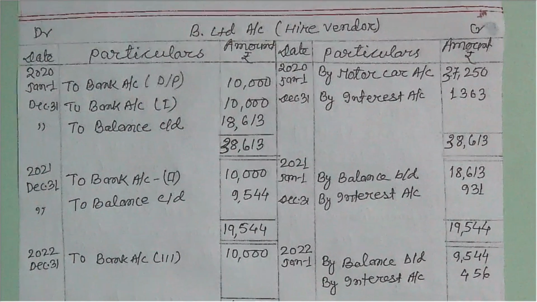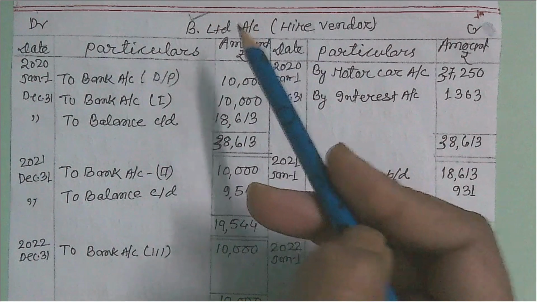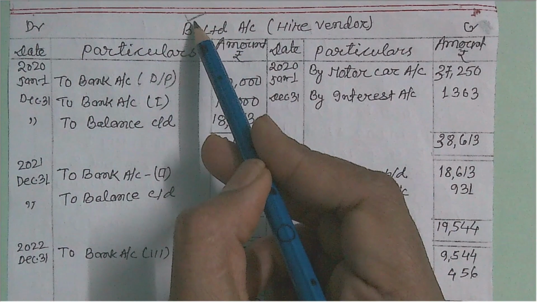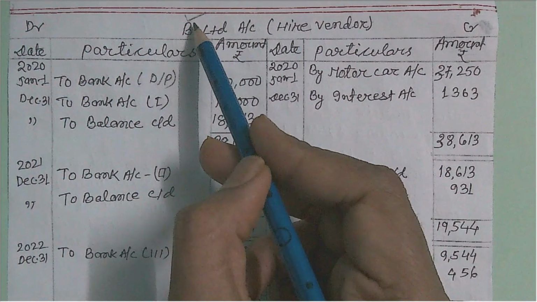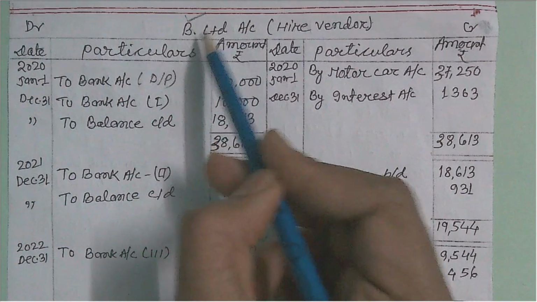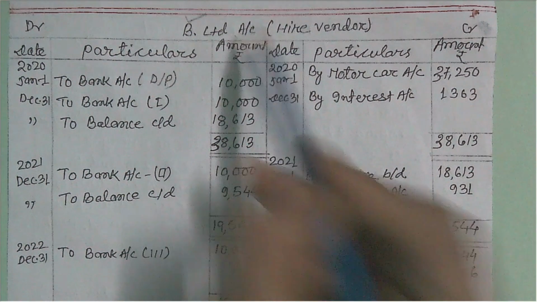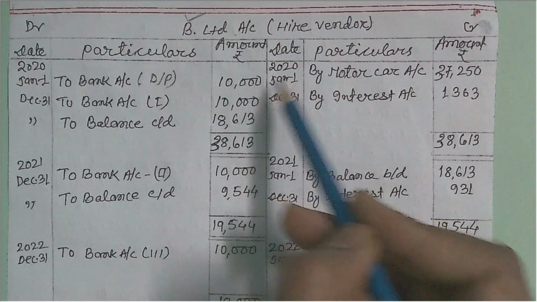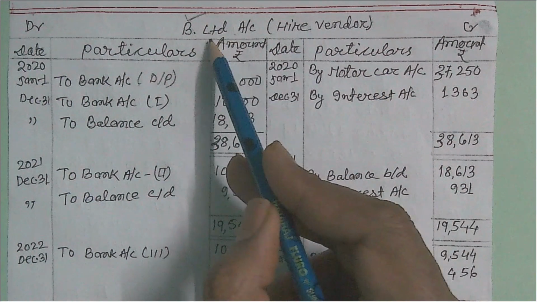Now see, on the B Limited account, hire vendor. B Limited is the creditor of A Limited, because A Limited has purchased a motor car on credit. So B Limited balance you will find on the credit side, more than the debit side, every time. Now starting with this B Limited here, in the motor car account we recorded B Limited account on the debit side.